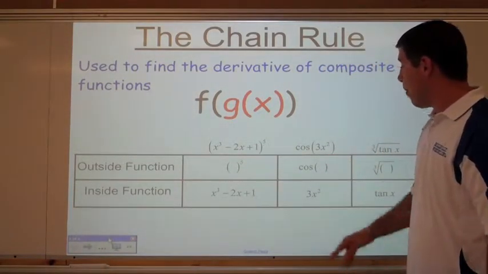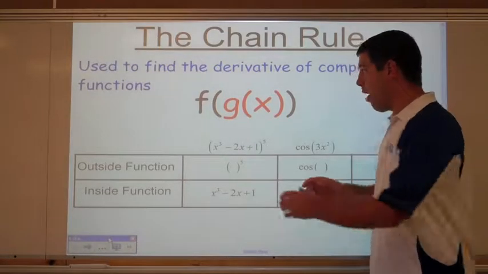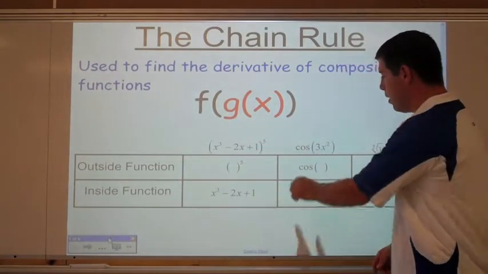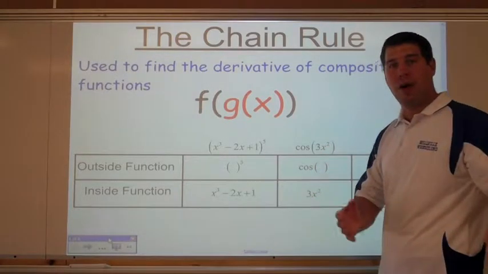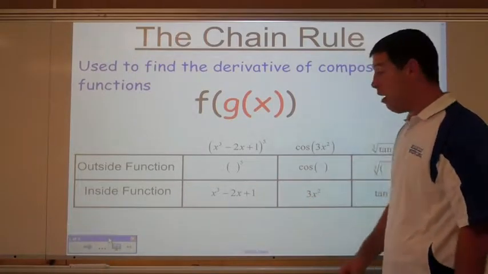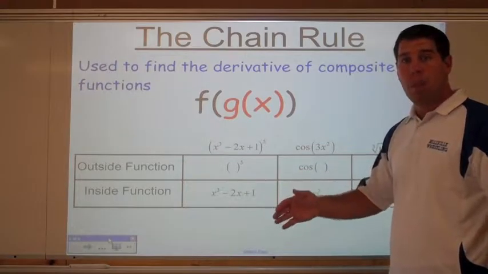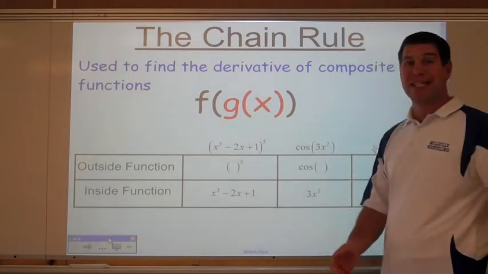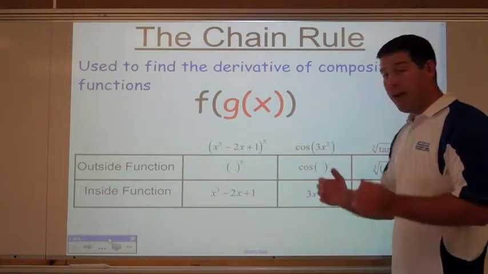Next we have a trig example, cosine of 3x squared. Our main function, our f of x, our outside function, is cosine of something. We know how to derive that. Our inside function is what we're taking the cosine of, 3x squared. Our inside function in all trig functions will be the angle. This angle in this case is 3x squared. Outside function is cosine, inside function is that angle, 3x squared.